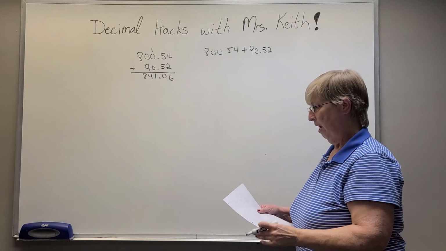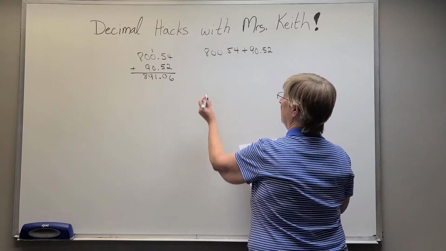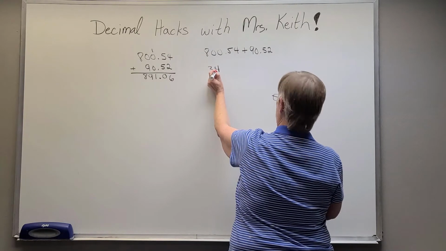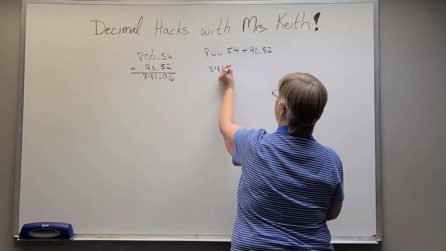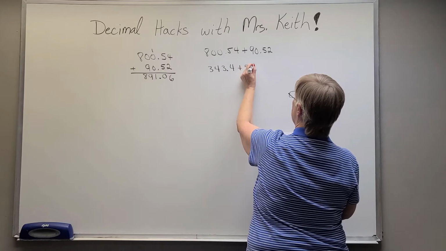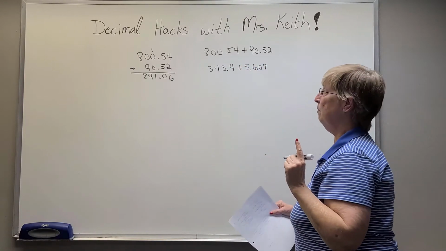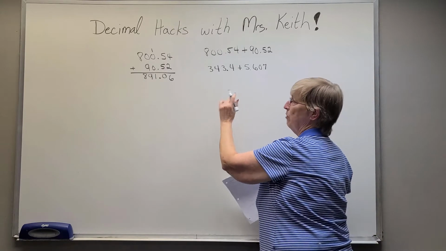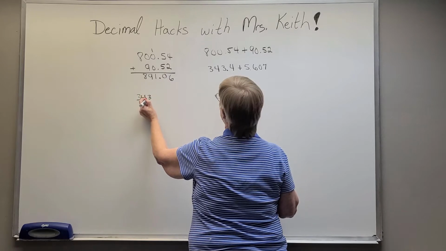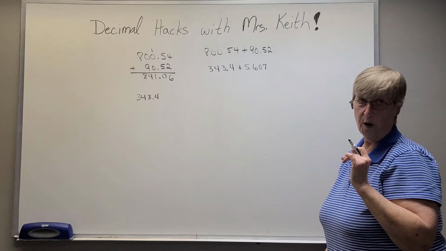All right, let's do another one that's a little bit different. Let's do 343.4 plus 5.607. Now remember, the first thing we said was we put the first number on top. So we're going to put 343.4 on top.